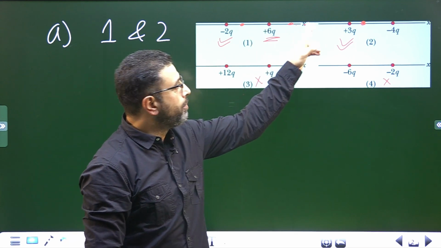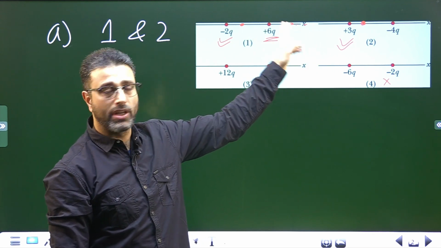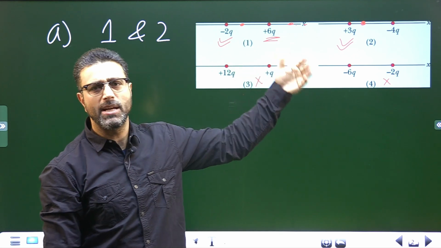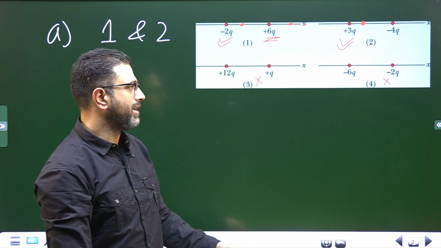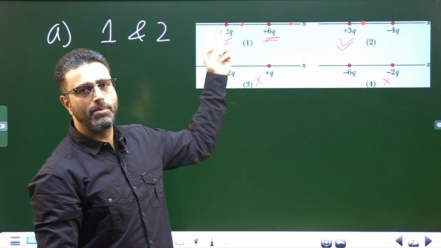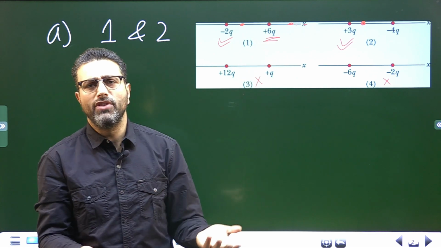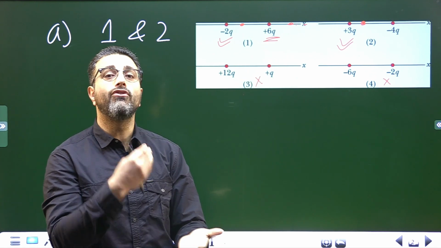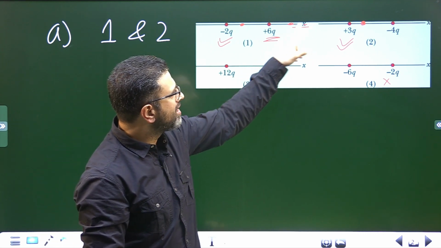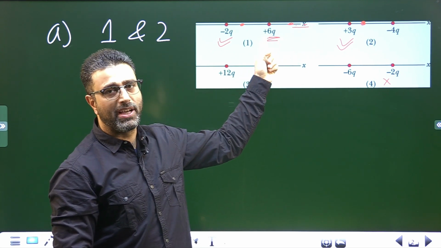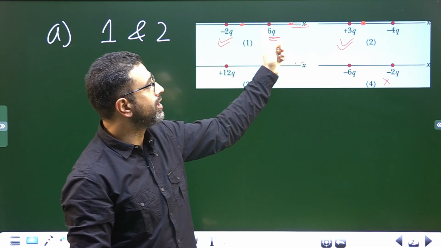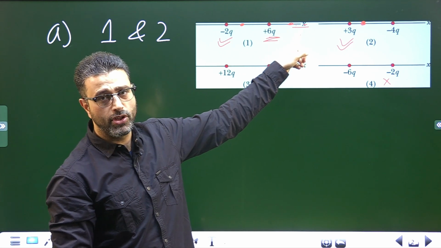So we cannot have a point on the right side in situation 1 where potential is 0, except at infinity, obviously, because at infinity we take that as a reference point. Potential due to this charge will be 0, potential due to this charge will be 0, so obviously net potential will be 0. We are talking about finite distances. You consider any point on the x-axis that is closer to the bigger charge, that is not closer to the smaller charge. So potential cannot be 0 on the right side.